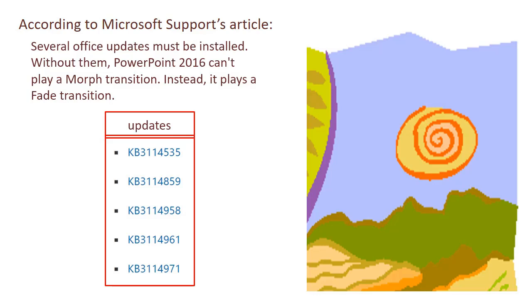I investigated the problem and then I found an article from Microsoft. According to the article, for PP 2016 to show morph transition, 5 Office updates must be installed. Without them, PP 2016 will play a fade transition instead. I follow the instructions and install the file updates, then I succeed in activating morph. The link can be found in the description part of this video.